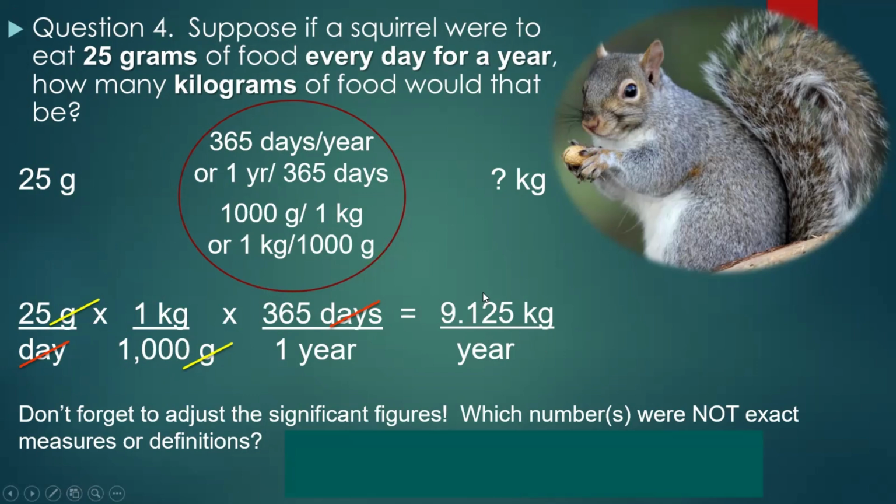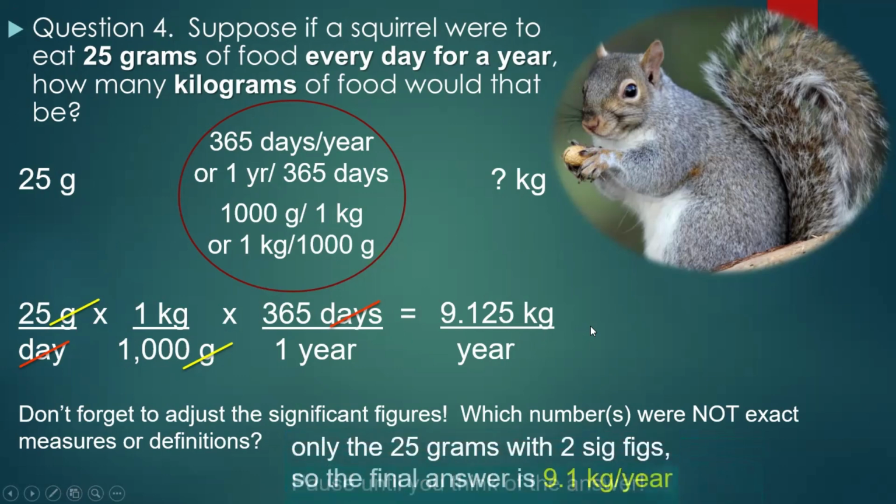So we're going to have to stop after the 1. So we look at this next number and it is less than 5. So we do not round up. So we can only say that this squirrel is going to probably eat 9.1 kilograms in a year's time if he eats 25 grams every day for a year. All right.